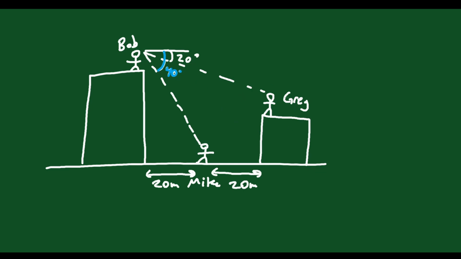Okay, now let's go over to Greg, see what Greg is seeing. Greg sees Bob, but then he also looks down, he sees Mike, right? He makes eye contact with Mike. And when he looks down at Mike, he notices the angle of depression here is 25 degrees. So from looking straight out to down at Mike, that's an angle of 25 degrees.